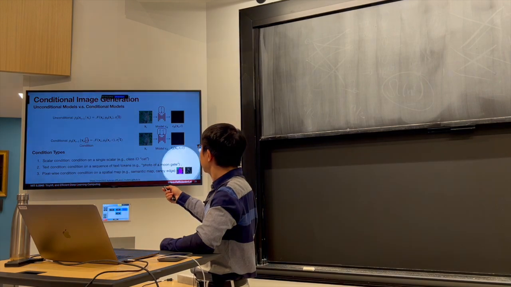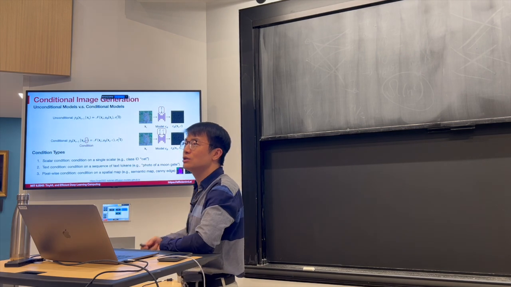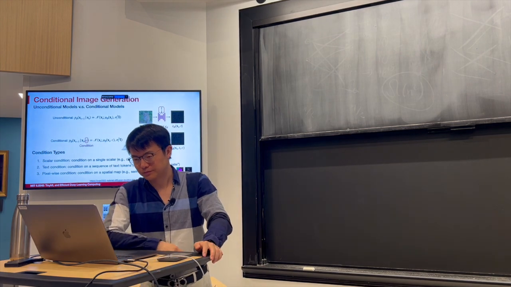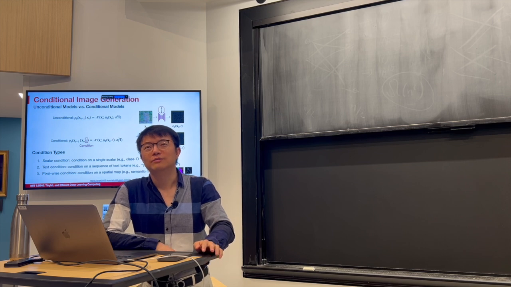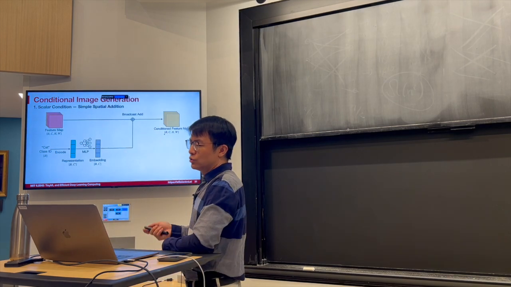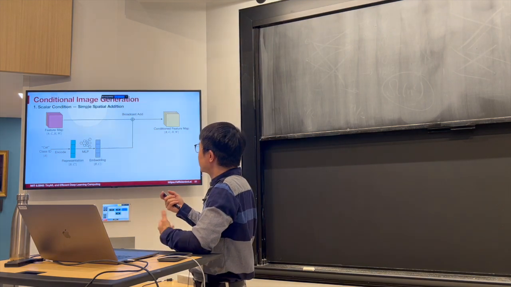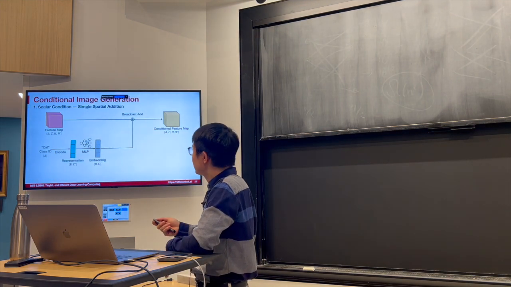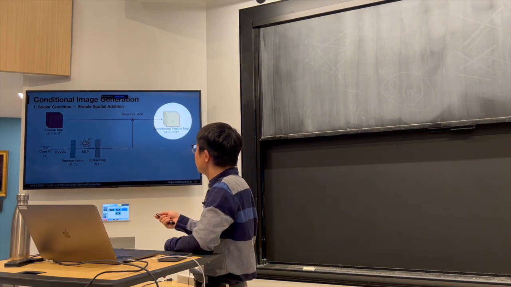So we not only need to provide a time step, but also add a condition to the model. So let's see how we perform conditional image generation using diffusion models. One idea is to use a scalar condition, a very simple spatial addition. This is the original feature map. This is the condition feature map. How do we condition that?